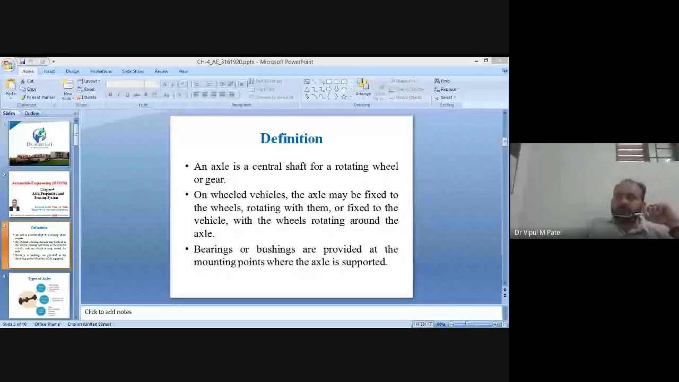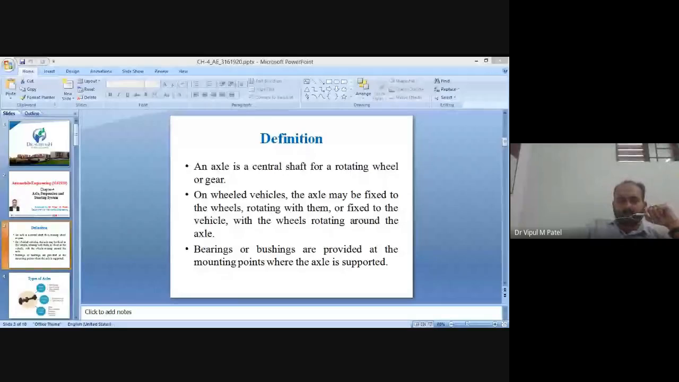Right? You can see the figure of the semi floating axle, both the figures, the schematic diagram and the live or working figure of this semi.